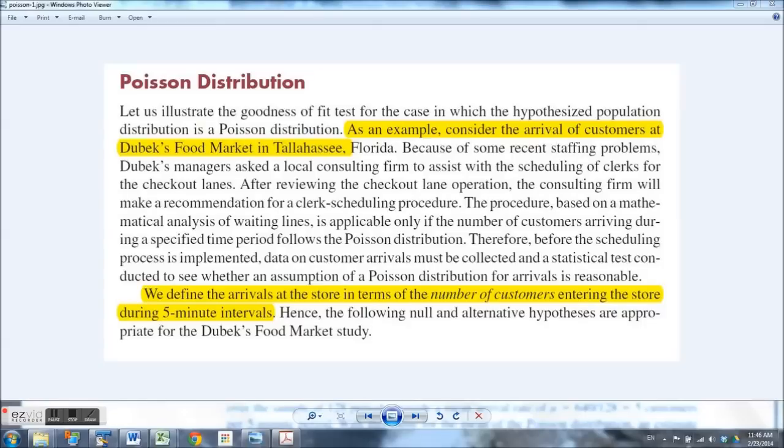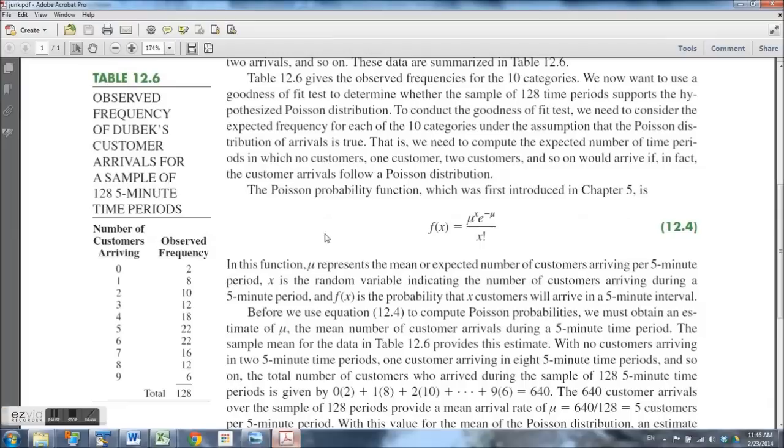In this video, we're going to look at how to set this problem up in Excel. The example is customer arrivals in a food market. We are looking at the number of customers arriving in the store in a 5-minute interval, and we have data already gathered. The sample has 128 5-minute intervals, and how many customers arrived in each of those intervals is summarized here in this table.